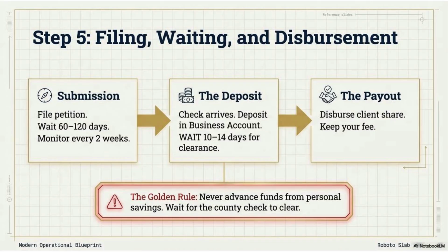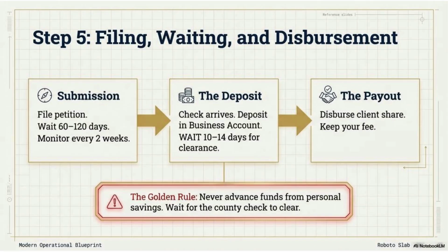After your documents are secured, here's what to expect. Stage 1. Submission. File your petition with the county and prepare to wait 60 to 120 days. Set up a monitoring system to check status every 2 weeks. Don't just file and forget. Stage 2. The deposit. When the county check finally arrives, deposit it in your business account and then wait another 10 to 14 days for clearance. This is not negotiable. Stage 3. The payout. Only after the check fully clears do you disperse your client's share and keep your fee.